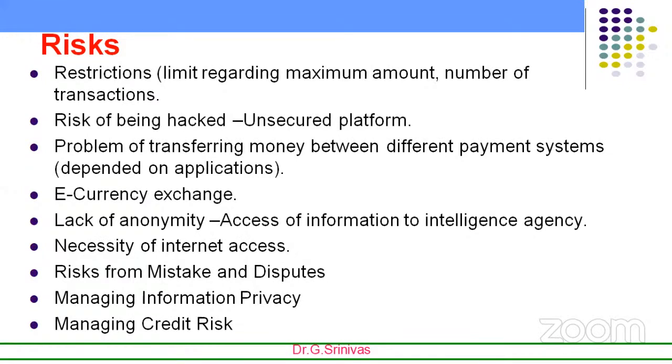And the risk of being hacked on an unsecured platform. For example, when you are using these payment systems, these apps, or net banking or internet banking on any unsecured platform. For example, at a railway station you are getting free Wi-Fi. By using that free Wi-Fi, when you are making a transaction, there is a chance your sensitive information gets hacked. So don't use public systems, like internet cafes or public computers, to make a transaction. If you make a transaction through a public system, there is a chance of your sensitive data being hacked.